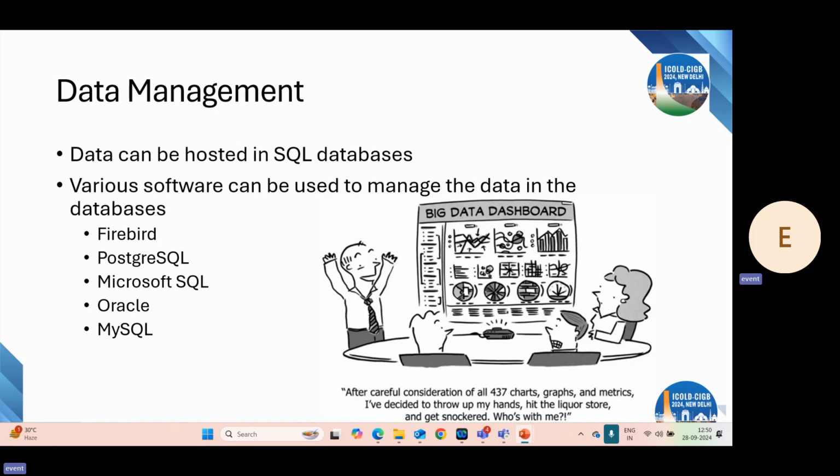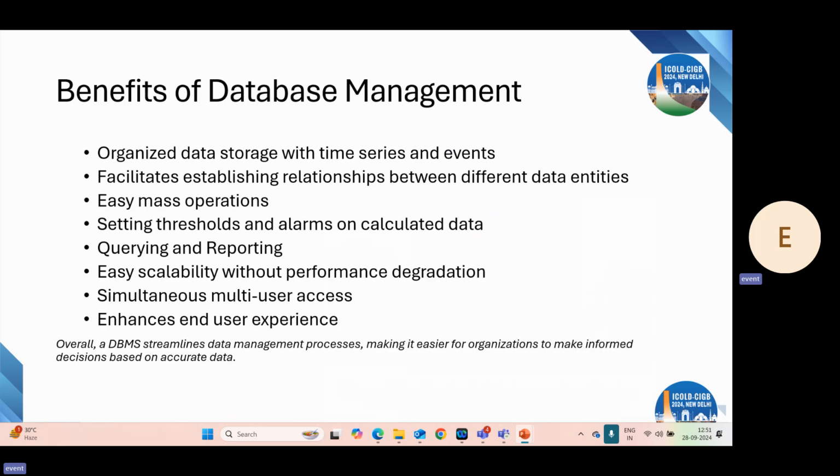So there are different softwares or programs that we can use to our advantage. So what is data basically? Data is numbers. The numbers that are stored in rows and columns, which is basically a table, and a set of tables is a database. So we have the database softwares, Firebird, Postgres, Oracle, just the usual, that we can use to our advantage for that.